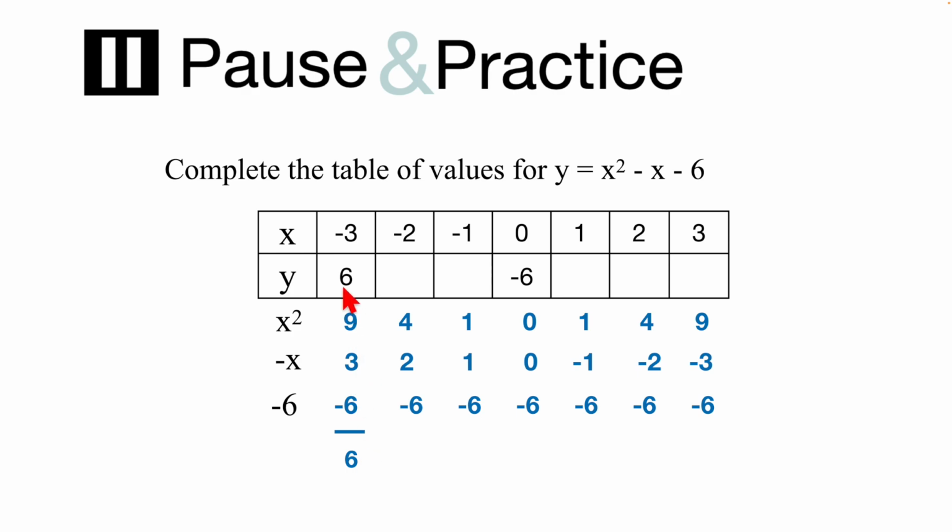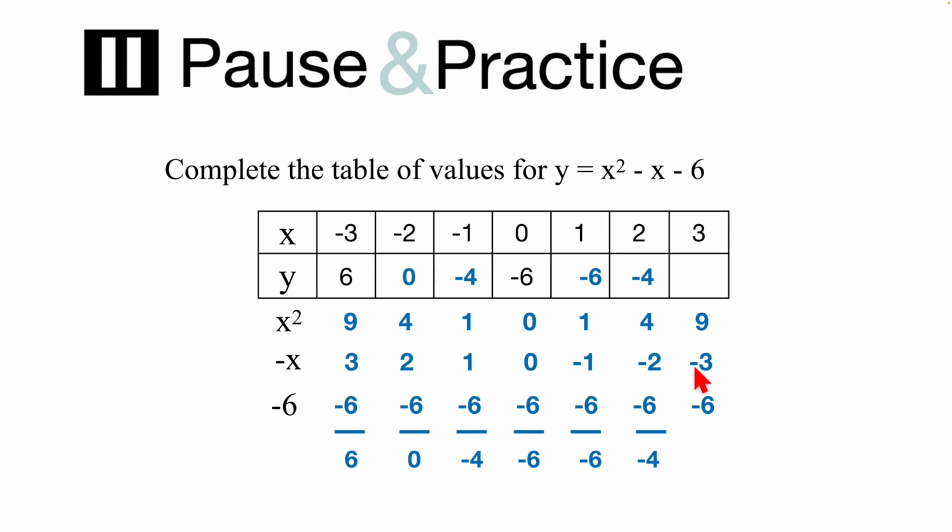Good. We're in a good place. 4 plus 2, 6, minus 6, 0. So I'll have a 0 here. 1 and 1 is 2, minus 6, minus 4. We've got minus 6. 1 and minus 1, they cancel, and we've got minus 6, so we've got a minus 6. 4 minus 2 is 2, minus 6, it's going to be minus 4.